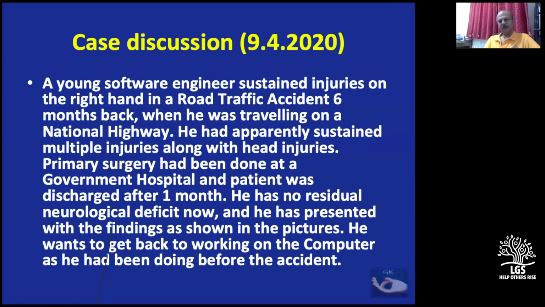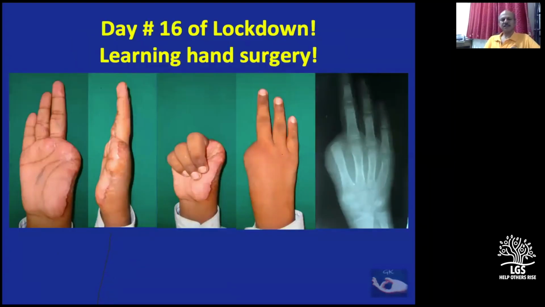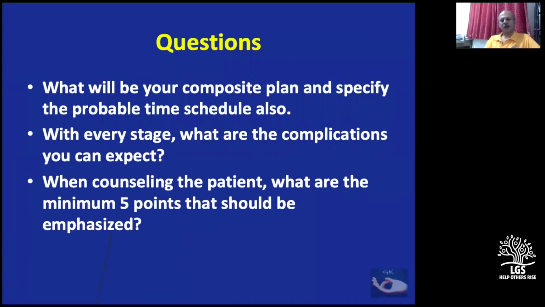Right now, we will finish the two case discussions. The first case which was widely discussed was this patient who had an amputation of the thumb and index finger. Now, the questions were, what will be your composite plan, and specify the probable time schedule also. With every stage, what are the complications you can expect? And third is, when counseling the patient, what are the minimum 5 points that should be emphasized?